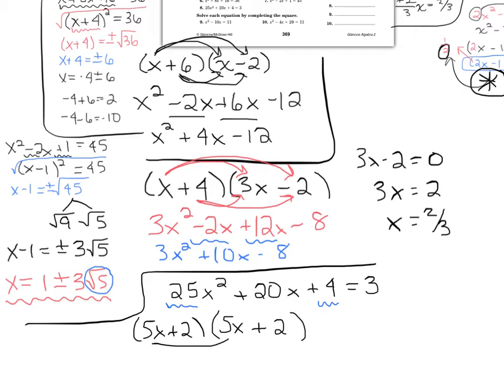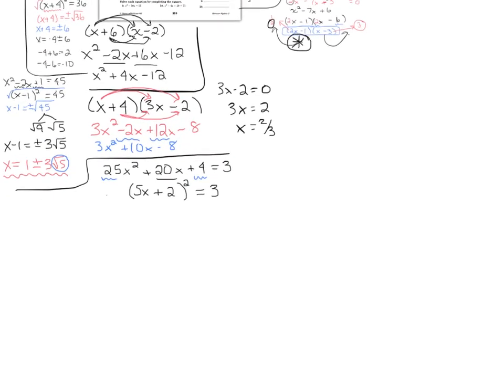So 5x times 5x will get me 25x squared. 5x times positive 2 is 10x. This one's also going to produce a 10x, giving me the 20x. And then 2 times 2 is 4. Okay? All right, so let me erase this because I don't need it because the factor appears twice. That's the reason why we are allowed to say squared. All right, so the next thing that I need to do is I'm going to take the square root of both sides.